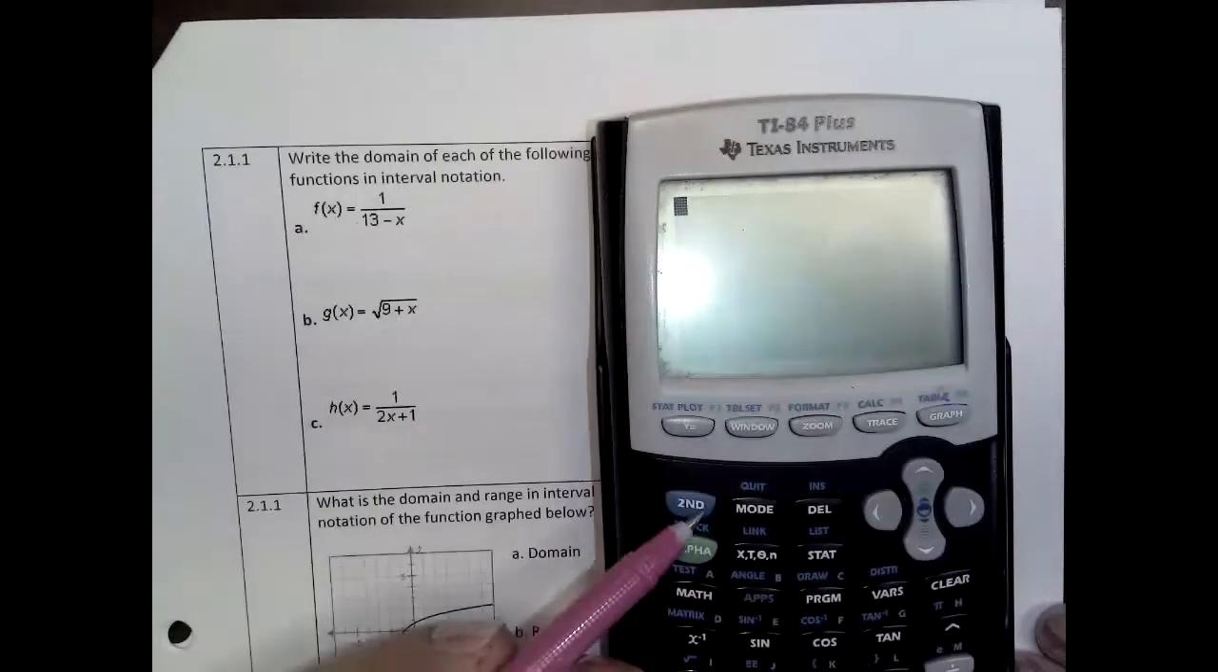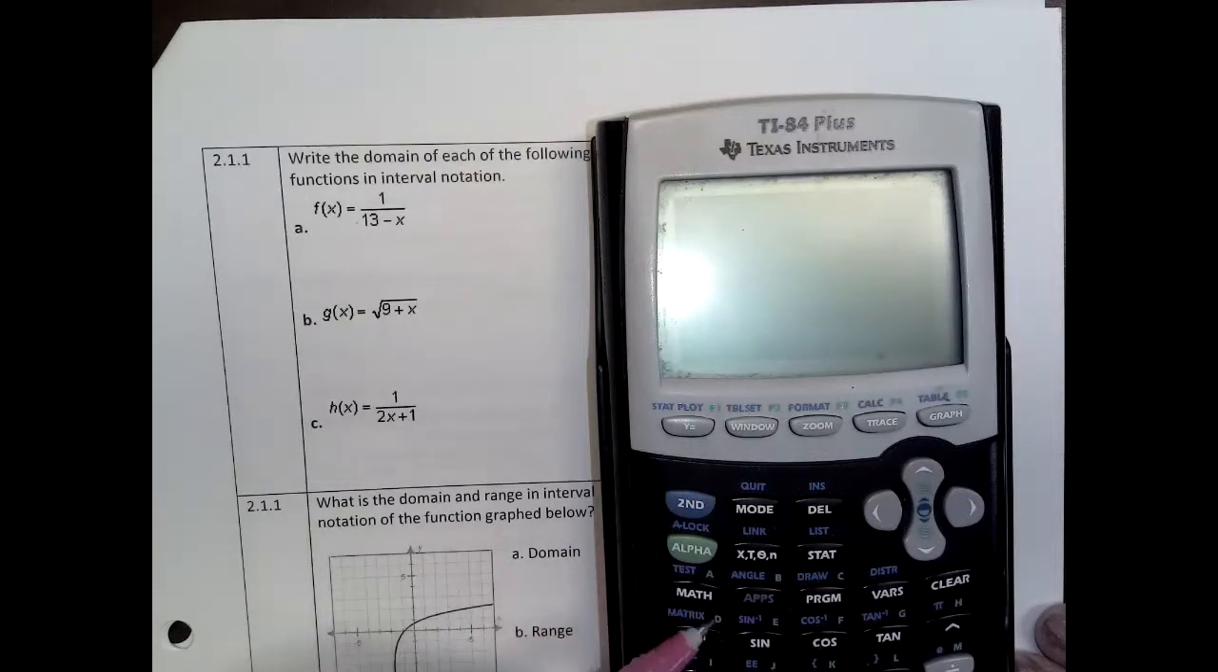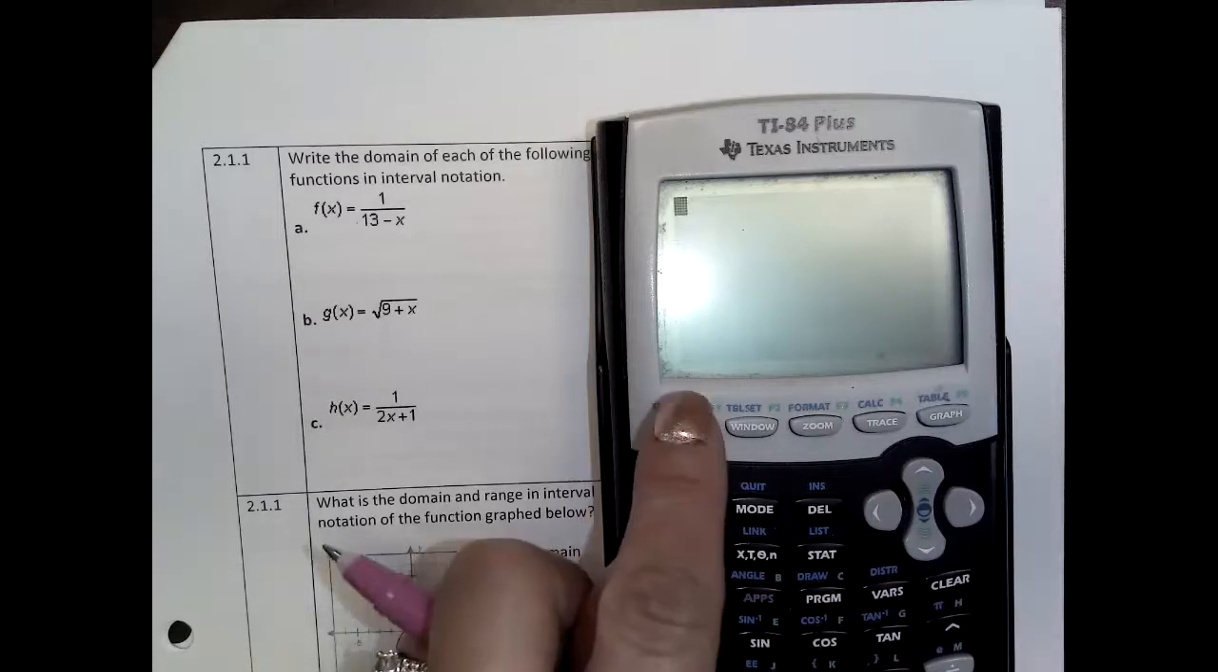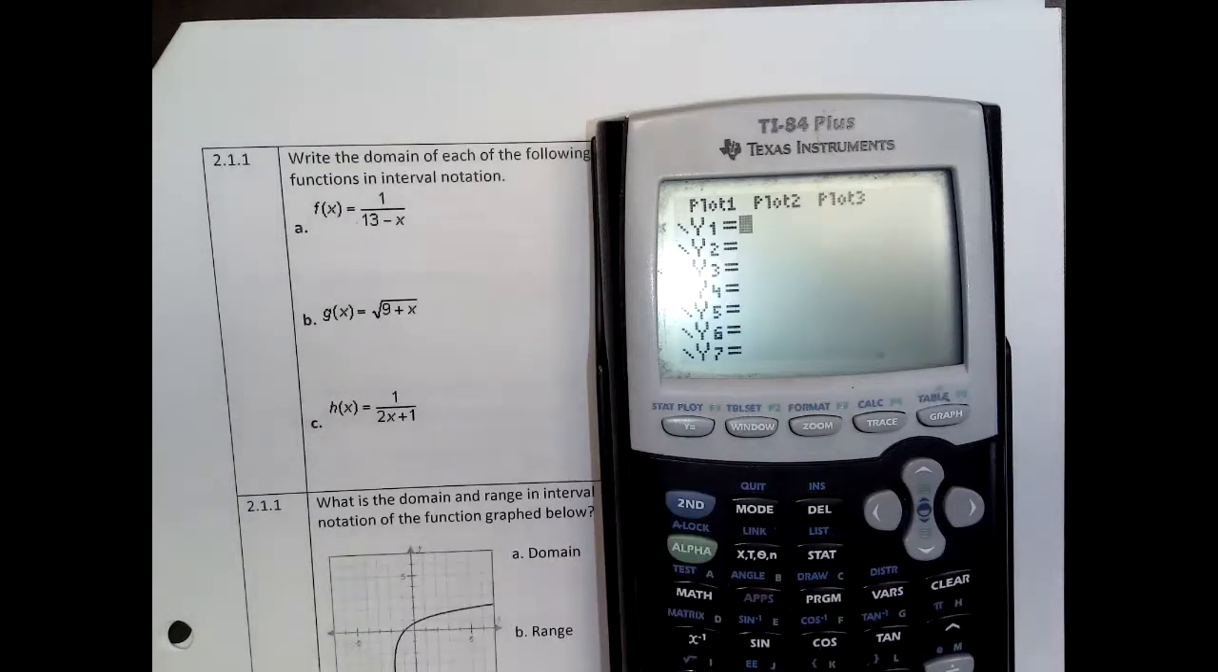So you see this blue key, it goes with all of these blue words, and this green key goes with all of these green letters for the most part. All right, so we're going to go to y equals. That's how we're going to graph this. It's very important that you remember your parentheses. So I have to put parentheses around 13 minus x. Otherwise, it's going to do 1 divided by 13 and then subtract x, which looks totally different than this graph. So you have to make sure your parentheses are in the correct spot.